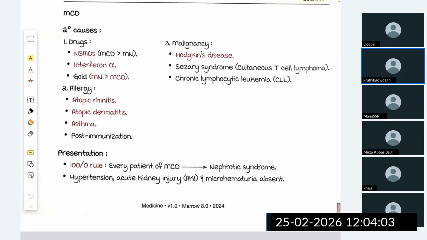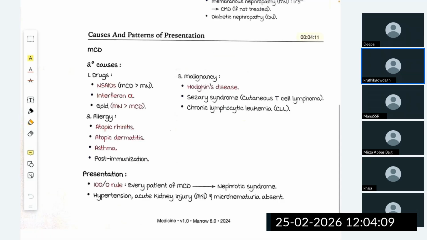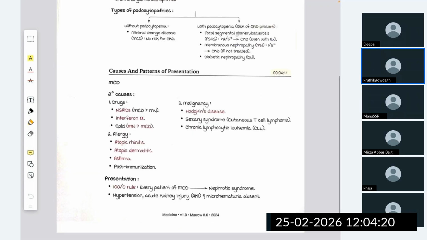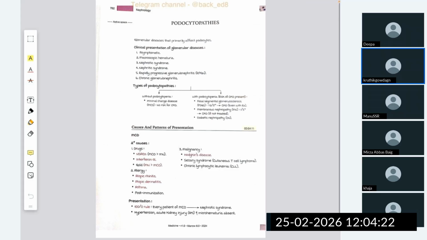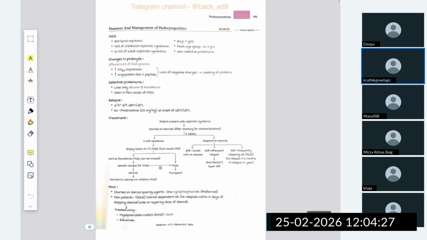What are the clinical manifestations of minimal change disease now? The clinical manifestation of minimal change disease is that of nephrotic syndrome, that is generalized edema, anasarca, thrombosis manifestations, dyslipidemia, and then other manifestations. This is about clinical manifestations. Then we have management. One minute. Okay, we'll go on to management.